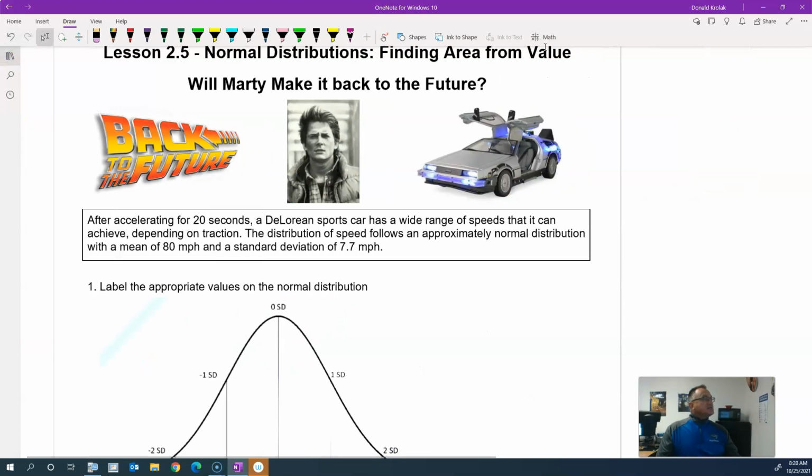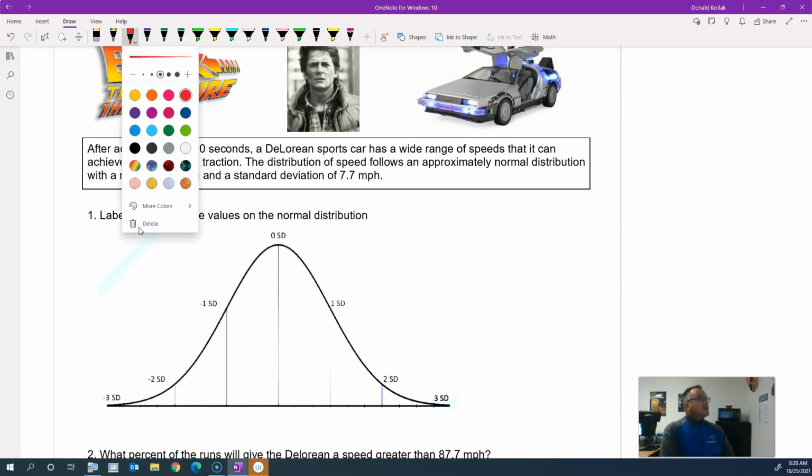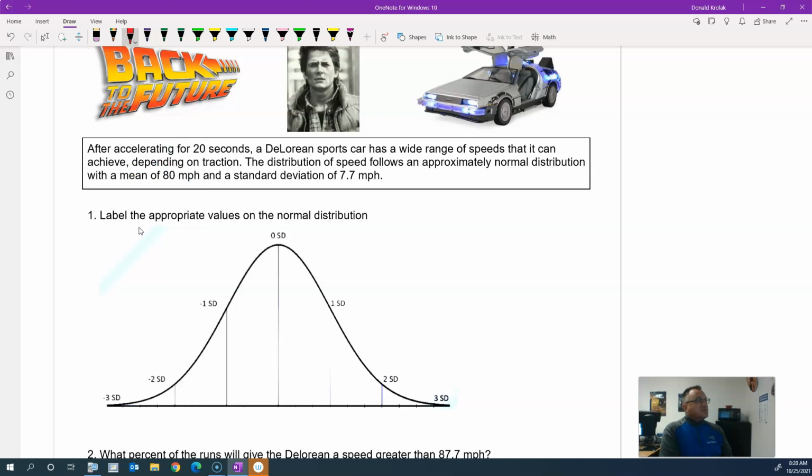All right, so it says after accelerating for 20 seconds, a DeLorean sports car has a wide range of speeds that can be achieved depending on its traction. The distribution of the speed follows an approximate normal distribution with a mean of 80 and a standard deviation of 7.7 miles per hour. So right above this curve, we're going to put N. And this curve, its mean is 80, and its standard deviation is 7.7.